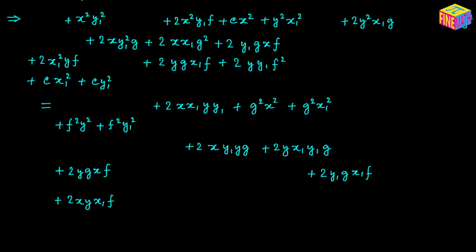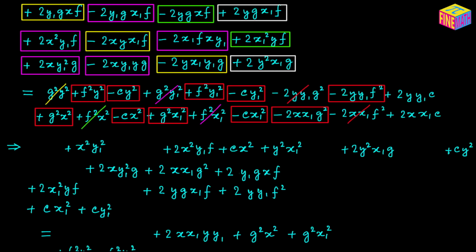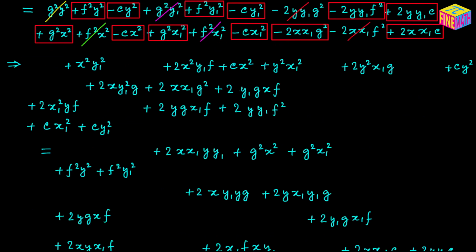We have a few more terms left. Let's take care of them. Next I am going to bring the negative 2x sub 1 f x y sub 1 term onto the right hand side. And then I am going to note down the positive 2x x sub 1 c term onto the right hand side. And next I am going to note down the 2y y sub 1 c term onto the right hand side. So with this we have noted down all the existing terms and we have rearranged them a little bit.